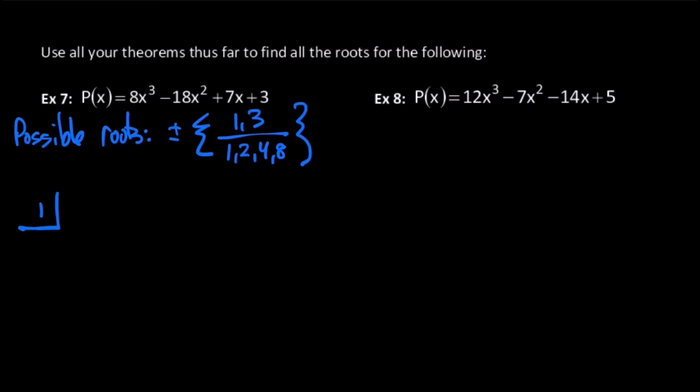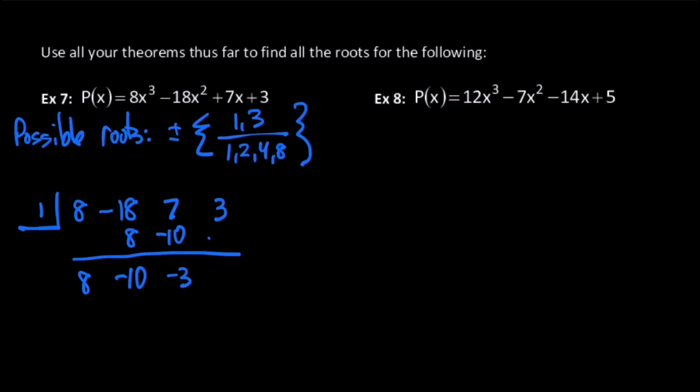Okay, so let's do that. 1, and now my coefficients are 8, negative 18, 7, and 3. Bring down, multiply, add, multiply, add, multiply, add. That's exactly what I was hoping for. So I know x equals 1 is a root.